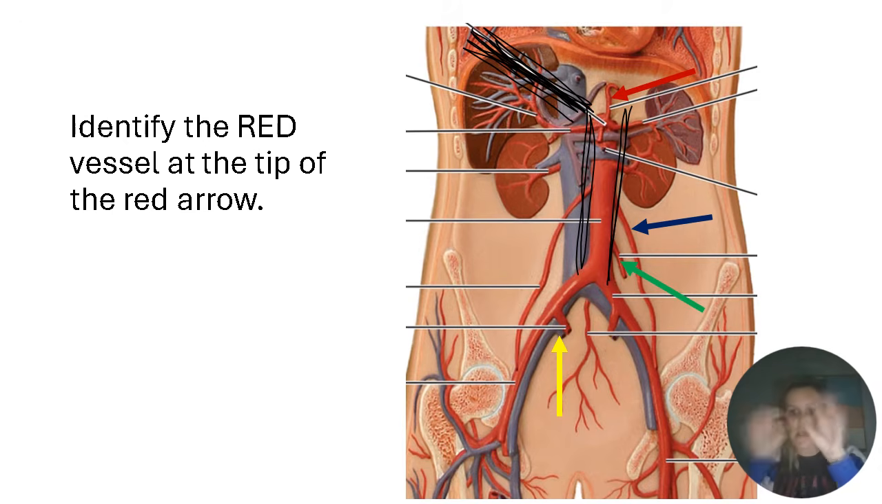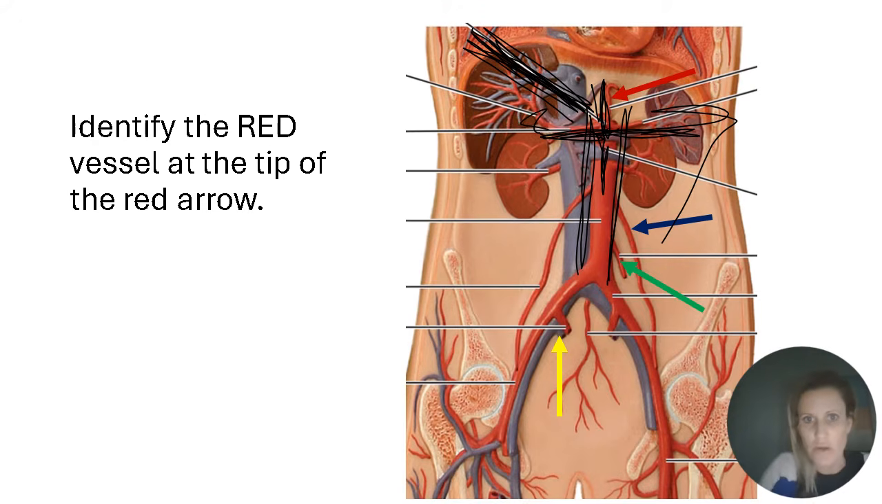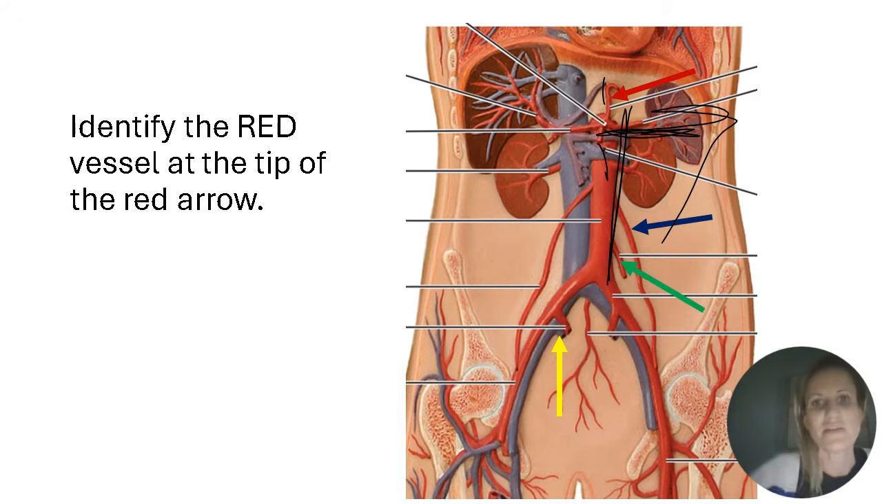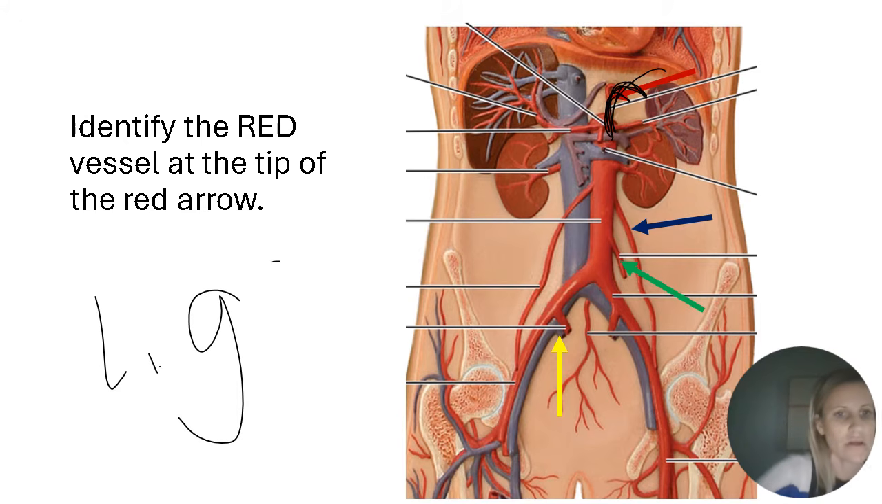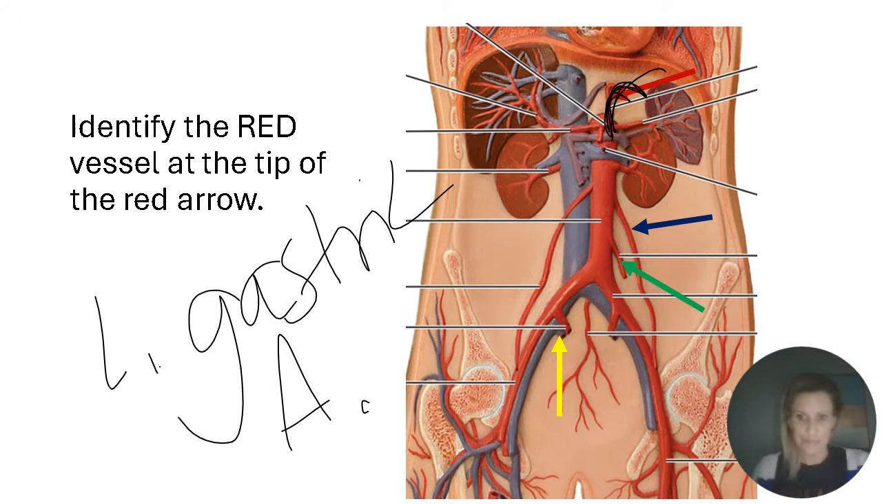Right away, it splits and branches into 4 branches. It's got an artery going to the spleen, an artery going to the liver, and then arteries going to the stomach. This one that's going up is the left gastric artery. So the answer here, this little J-shaped vessel that's coming up like that, is the left gastric artery.